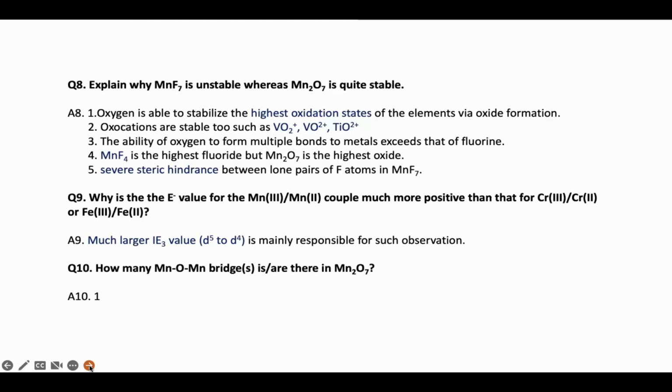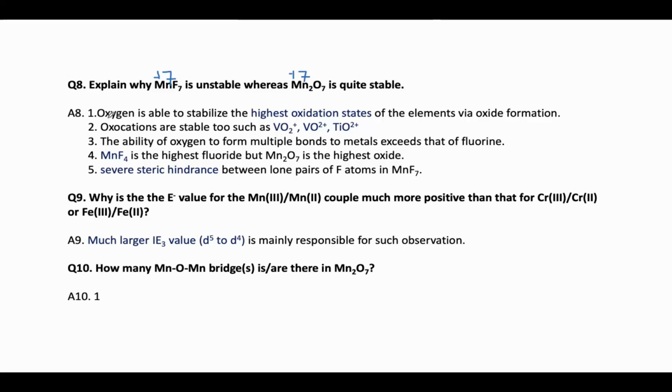Explain why MnF7 is unstable whereas Mn2O7 is quite stable. In both cases, manganese is in its highest oxidation state, that is +7. Here in manganese heptafluoride, it is Mn +7. And here also in the case of manganese oxide, Mn2O7, the oxidation state is +7. But though the fluoride of manganese is unstable, not found or very reactive, the corresponding Mn2O7 is a stable molecule.